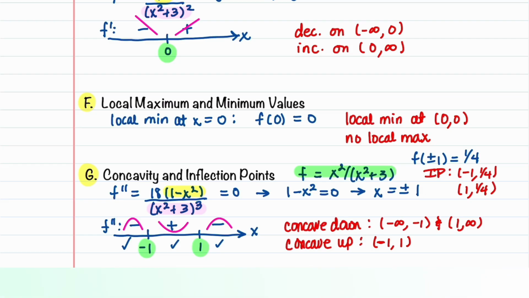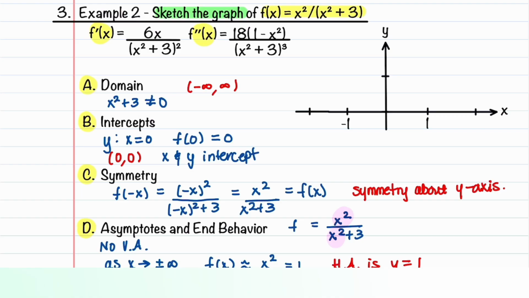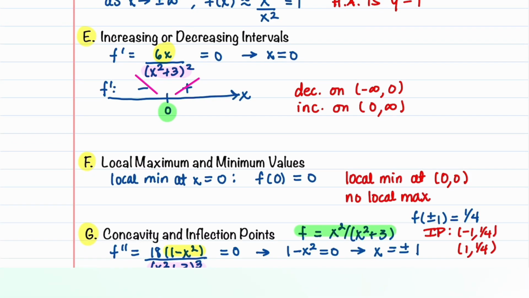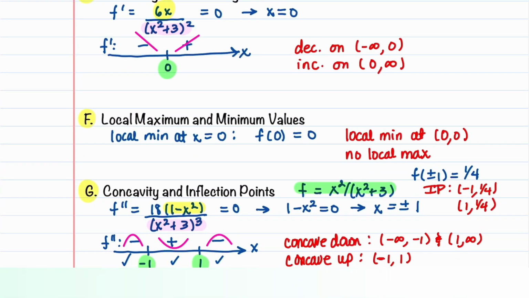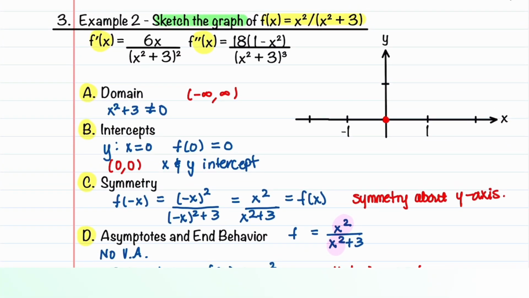Now let's go ahead and put all this information on our graph. I think the best place to start is by putting all the points that we calculated and put those on our graph. We found that we have an intercept here at the origin. We have a local min there, and then we have inflection points at -1, 1/4, and 1, 1/4. So -1, 1/4 is right here, and 1, 1/4 is right here.